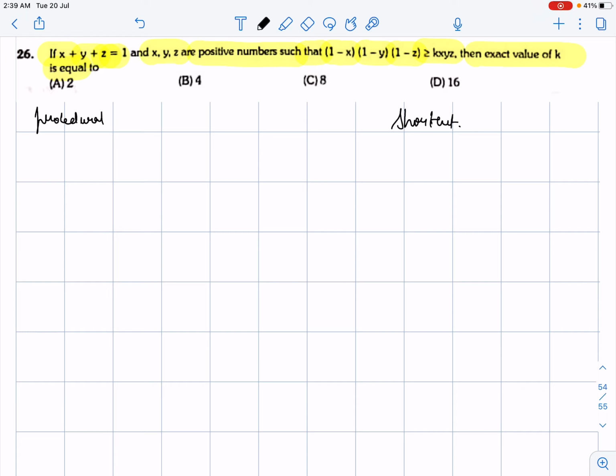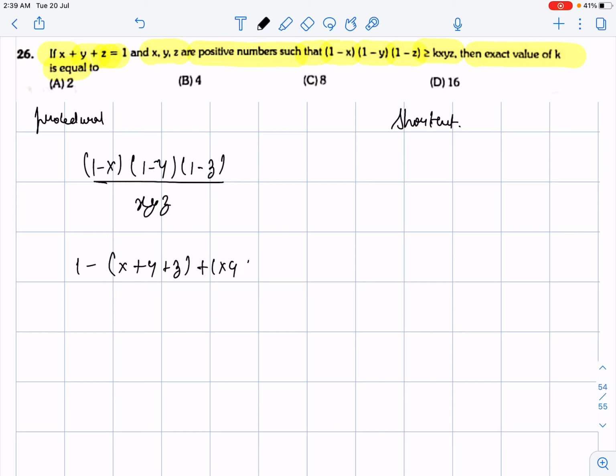So for the procedural way, I'm going to consider the value of (1 minus x) multiplied by (1 minus y) multiplied by (1 minus z) divided by xyz, and we will see what is achieved. Multiplying these brackets, I'm going to get 1 minus (x plus y plus z) plus (xy plus yz plus xz) minus xyz, divided by xyz.